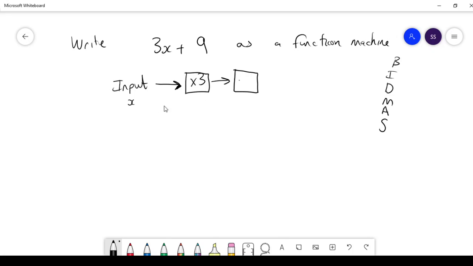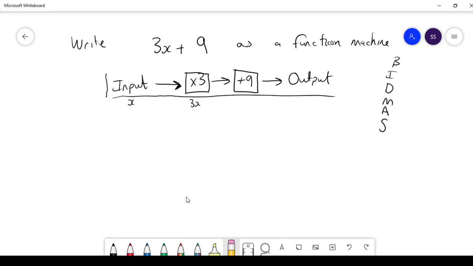So timesing this x by 3 would give us 3x. And then to get from 3x to 3x plus 9, we just have to add 9. And that's going to give us our output. So this here is our function machine that we've gotten from our expression. Okay, let's do another example. So let's write minus 4x minus 7 as a function machine. I won't write it out again. Question is the same. Write minus 4x minus 7 as a function machine. Okay, well, I'm going to put my input.